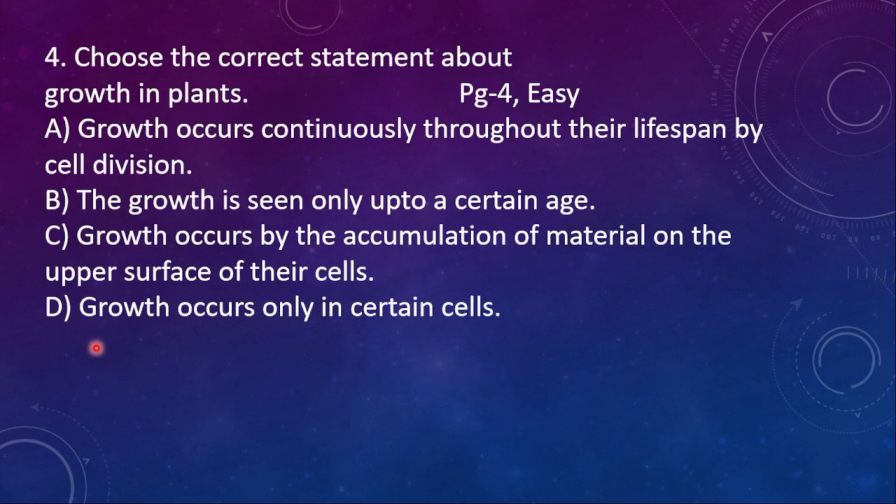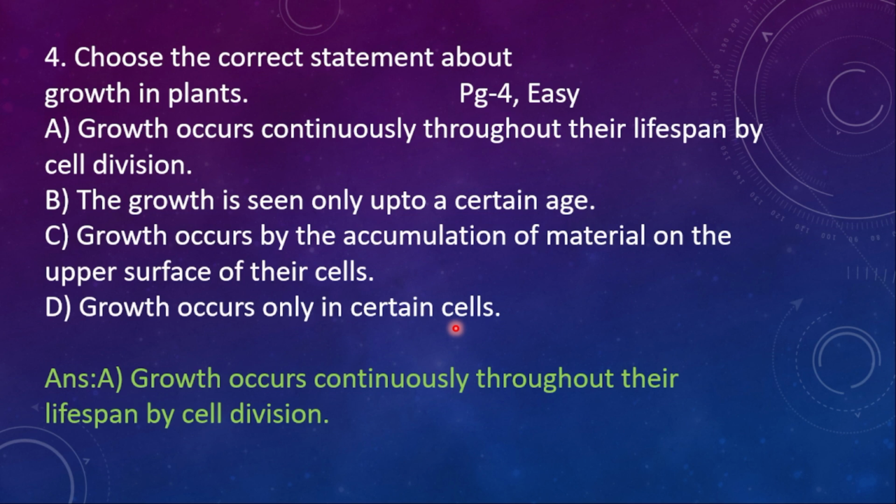And next question, the fourth one. Choose the correct statement about growth in plants. In plants, growth occurs continuously throughout their lifespan by cell division. The first answer itself is correct. Growth up to a certain age is almost seen in animals. Growth by accumulation of materials on the upper surface of cells, if we see this kind of growth, we do not consider them living. Growth occurs only in certain cells, so this is also wrong. So the first option A is correct.